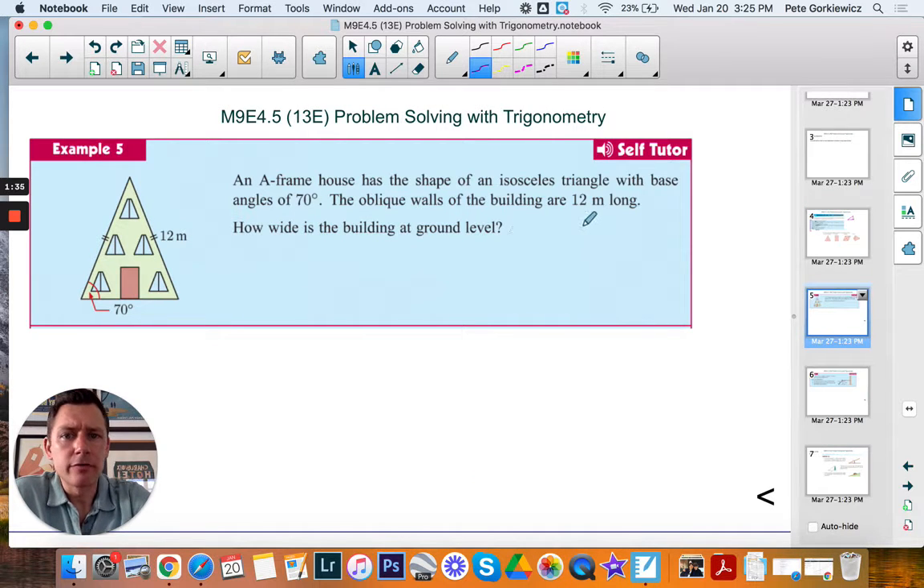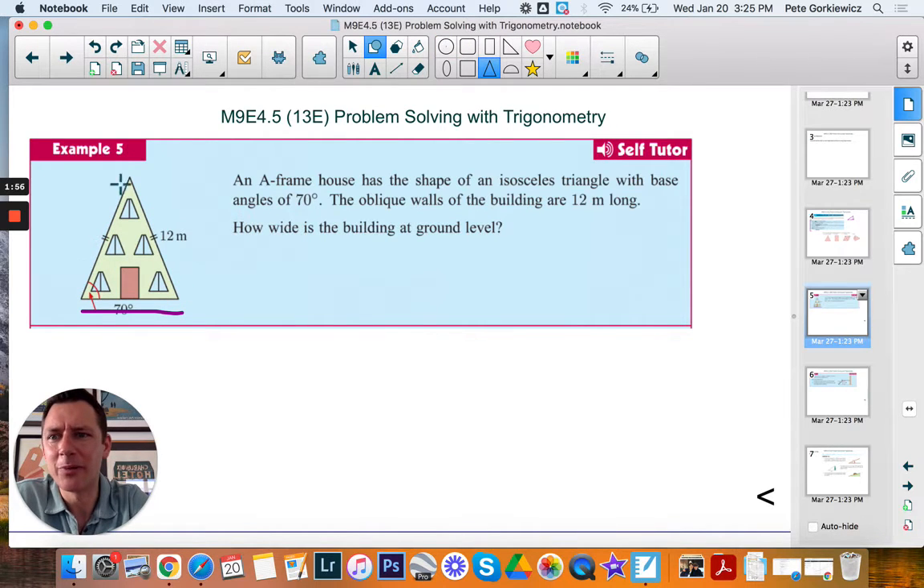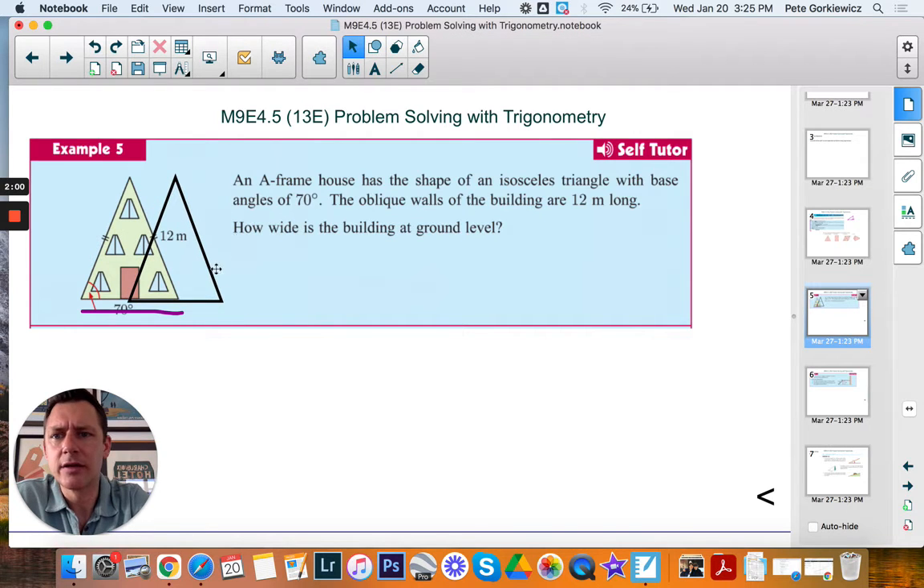The oblique walls of the building are 12 meters long. Oblique because it means sides. Okay, so how wide is it at ground level here? Fine, that's fine. Yes, it has a pretty picture. So let's sketch it without the pretty picture. Well, that's terrible. Maybe I can do a better job with some help. Like that. Okay, so there's my triangle.